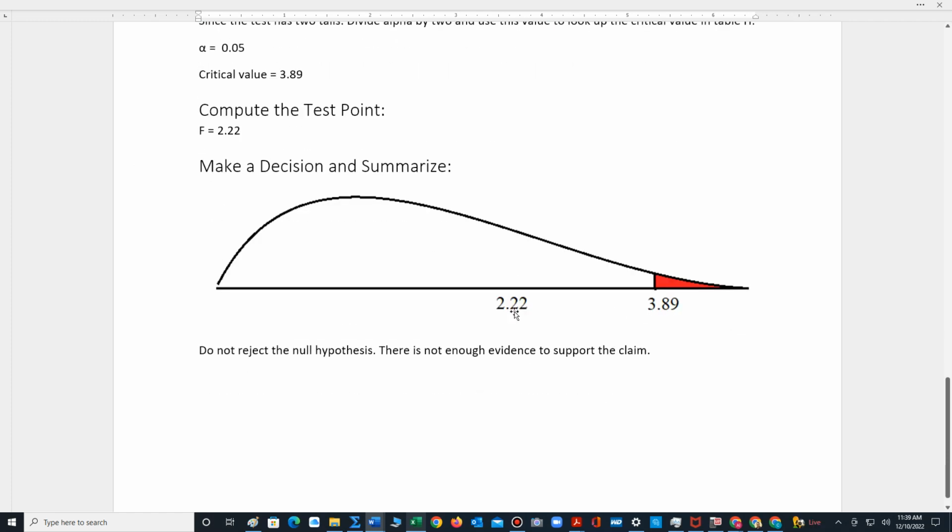That's going to fall short of the critical region since it's to the left of 3.89. This is an F distribution, by the way. So we say do not reject the null hypothesis. There is not enough evidence to support the claim.